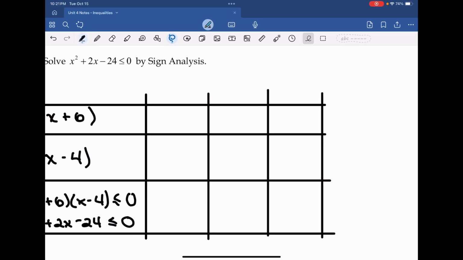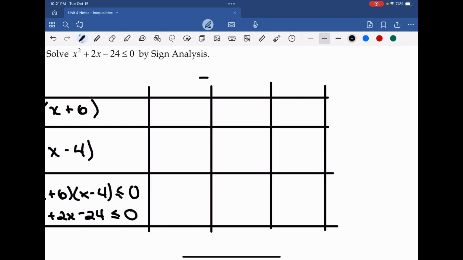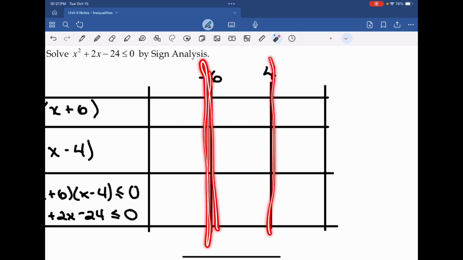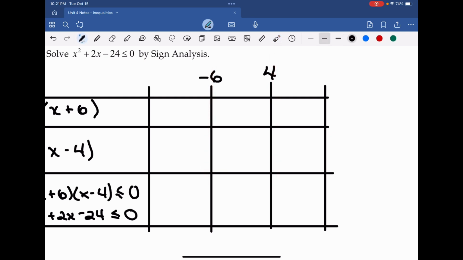In the beginning, we know our roots were -6, which is here, and then we're going to put +4 here. I'm going to put my x-intercepts along the column divides, because I want my x-intercepts to be along these lines, and then the values that we're going to test to complete the sign analysis will go in the columns. We're going to use the same values: -7 here, 0 between, and 5 for the value that is greater than 4. All of these are values that we've picked that are between those specific regions.